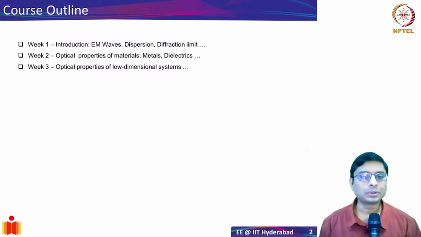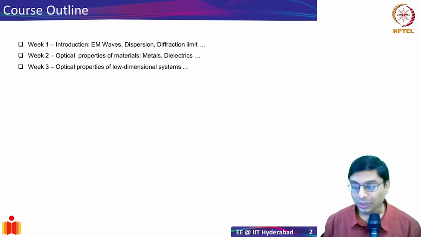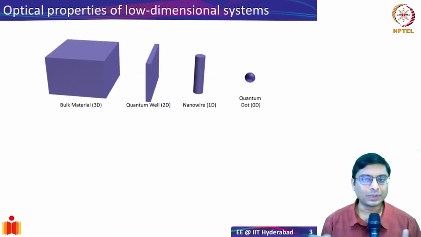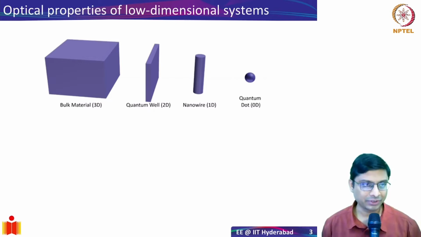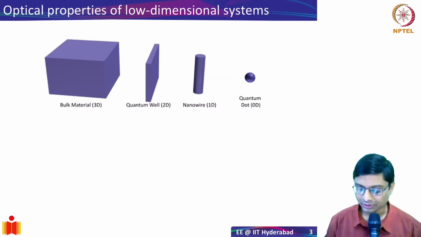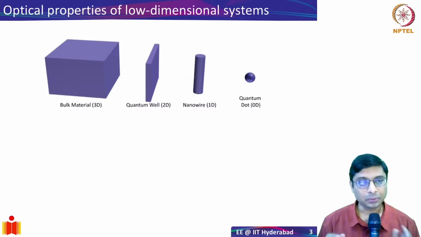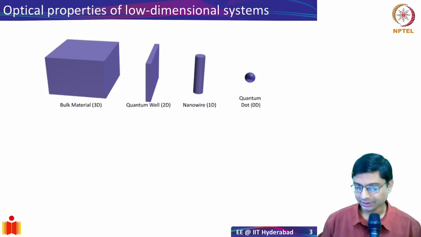So in this week, I want to talk about optical properties of low dimensional systems. What do I mean by low dimensional systems? Well, bulk materials are three-dimensional materials. Electrons can freely move about in all 3 dimensions, so we call them 3D or bulk materials. But suppose I somehow confine the electrons to move only in a certain plane.